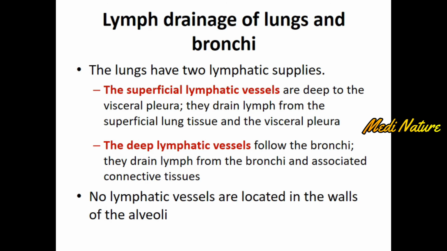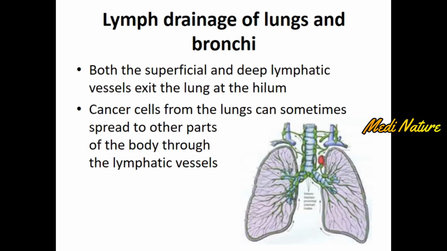The lungs have two lymphatic supplies, the superficial lymphatic vessels and deep lymphatic vessels. The superficial lymphatic vessels lie deep to the visceral pleura. They drain lymph from the superficial lung tissue and the visceral pleura. The deep lymphatic vessels follow the bronchi. They drain lymph from bronchi and associated connective tissues. But there are no lymphatic vessels located in the walls of alveoli. Both of these superficial and deep lymphatic vessels exit the lung at the hilum.